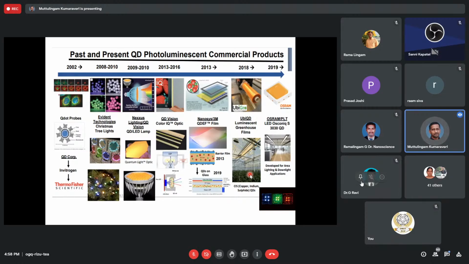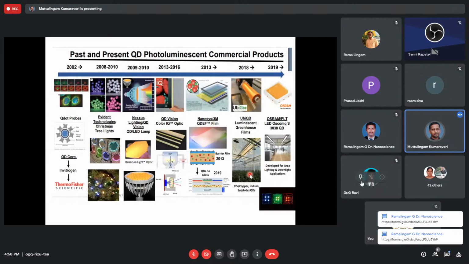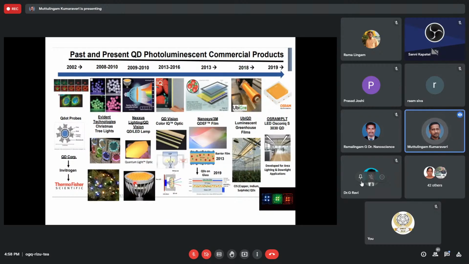The same year or the next year, Nexus Lighting with QD Vision quantum dots made the QD LED lamp. They made the quantum light optic, which is like a color filter. They stick the color filter in front of the LED lights and made the QD LED lamp. They made it in 2010.